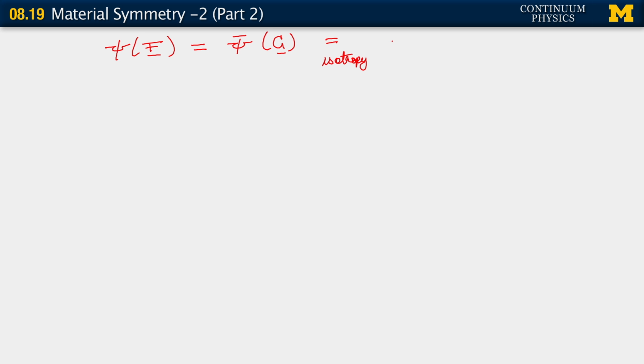What if in particular I were to make it a function of the principal invariants of C? Then we would have gone from a material that was just frame invariant in the middle to a material which is isotropic. Okay? So this requirement comes from frame invariance. And this last requirement comes from isotropy.